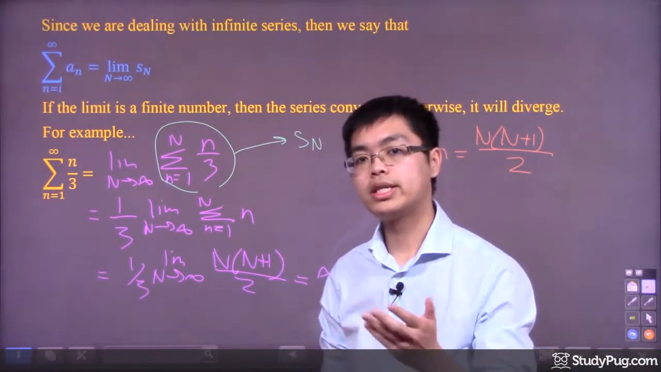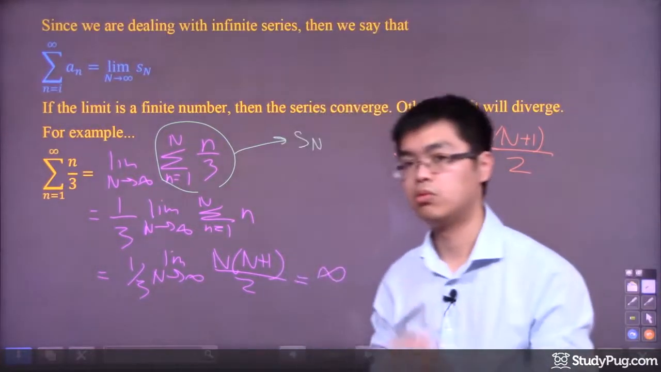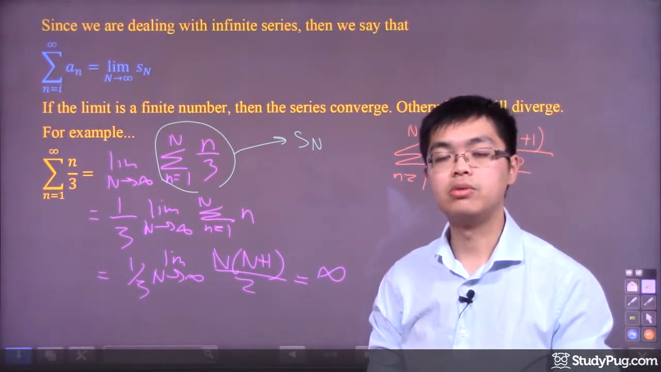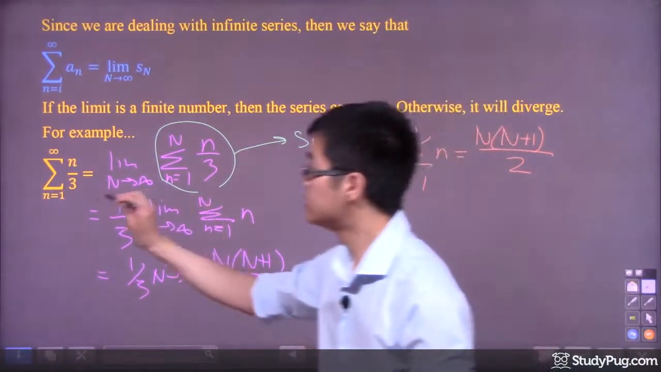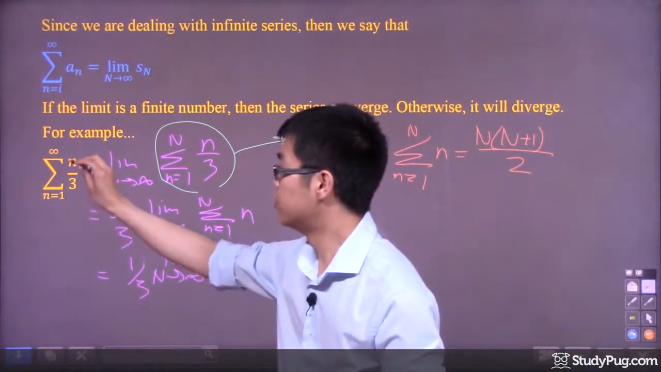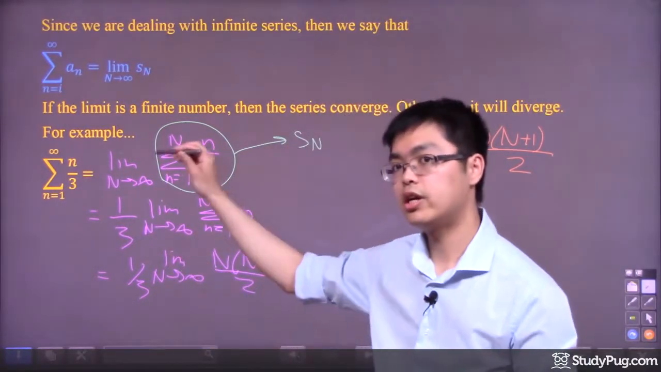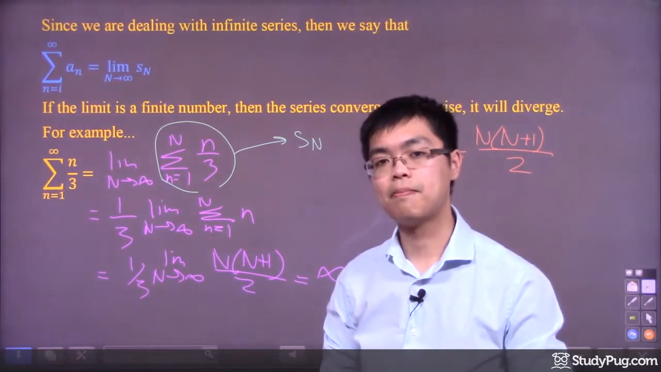So remember when I said that if the limit is infinite, what do we say the series is? We say that the series diverges. So that means that this series right here, the sum from n equals 1 to infinity of n over 3, is going to infinity, so it diverges.